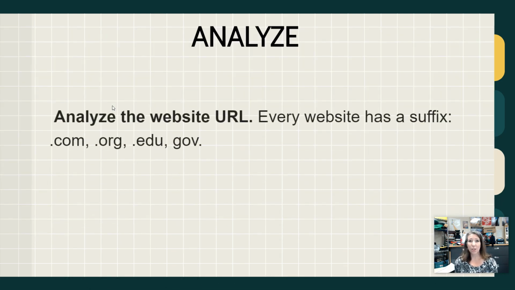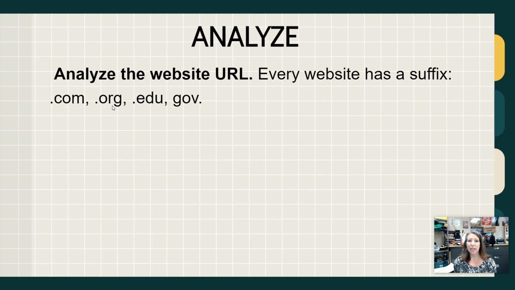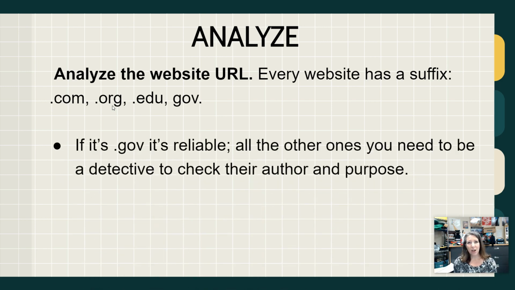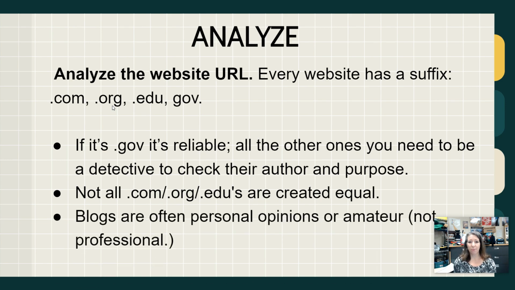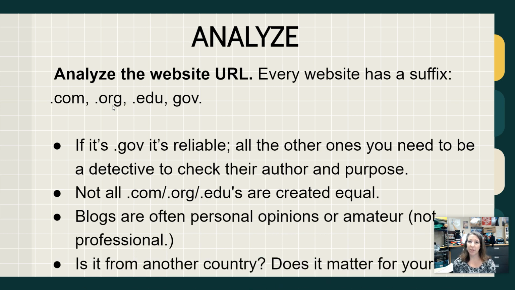All right, let's analyze some URLs. You're going to always analyze the URL for its suffix .com, .org, .edu, .gov, and others. If it's .gov, it's generally reliable. All the other ones, you need to be a detective and check their author and purpose. Not all .com, .org, .edus are created equal. A .edu could be a professor's work or it could be a student's work, for example. And blogs are often personal opinions, so you have to be careful if you're looking for opinions or not. And in the URL, you can often see if it's from another country.